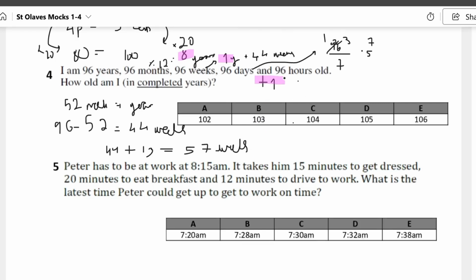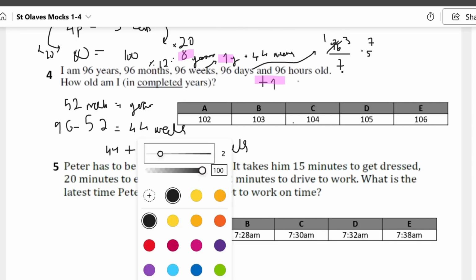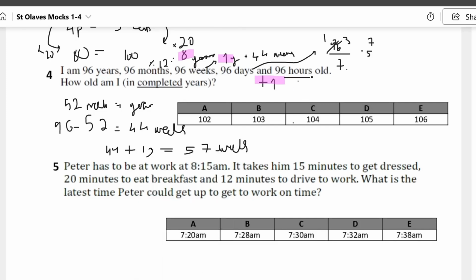And then adding from this 96 hours doesn't really add a whole year. It's merely a few days. So how many years do we have to add in total? 8 plus 1 plus 1, that's plus 10 years in total. And if I'm 96, then 96 plus 10 is equal to 106. Therefore, my answer will be E.